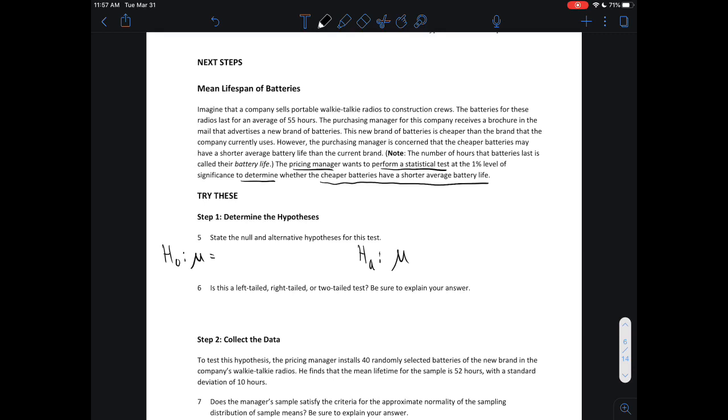And what he is comparing this to is what he already has for those batteries. The batteries for the ones that are already being used have an average lifespan of 55 hours. So 55 is the number that we are comparing the mean to. And if it's shorter than, that would be less than for the alternative hypothesis. And then number 6, is this a left-tailed, right-tailed, or two-tailed test? This is left-tailed because there is a less than symbol.